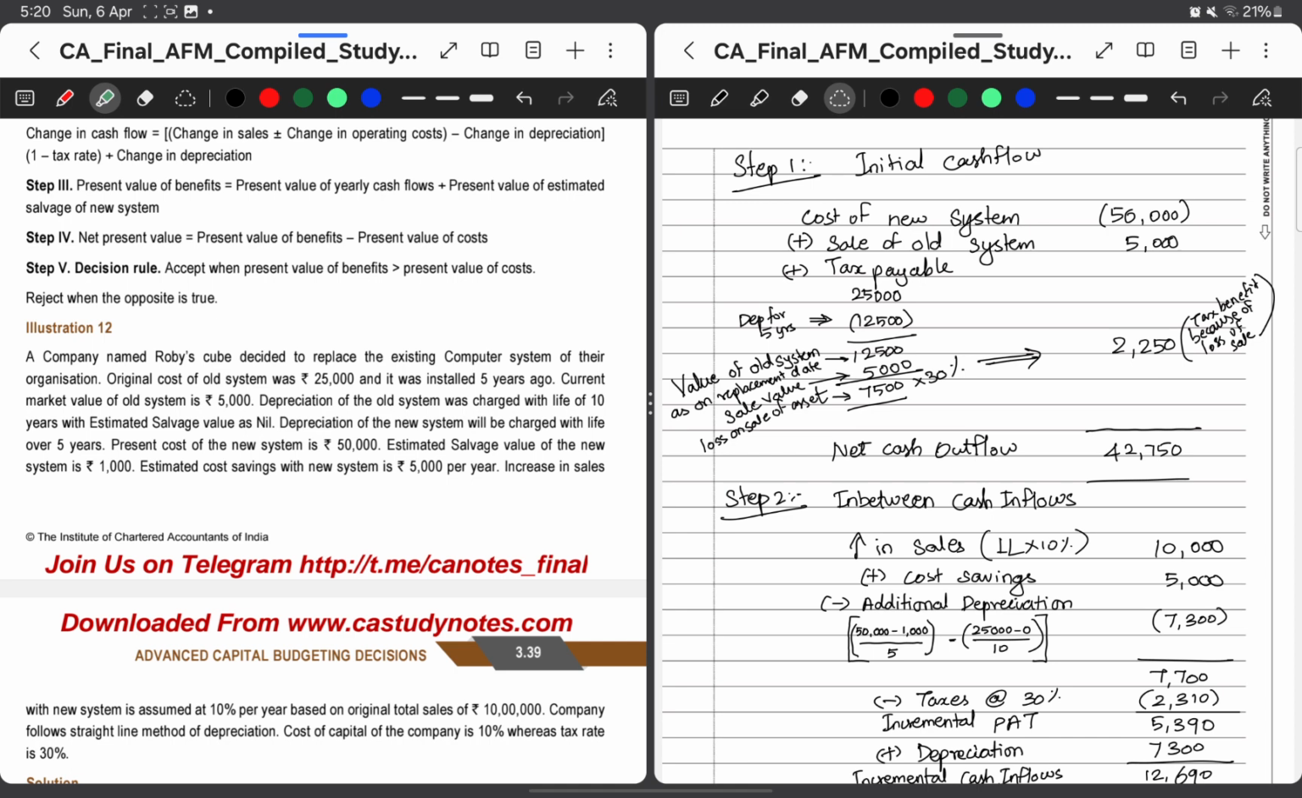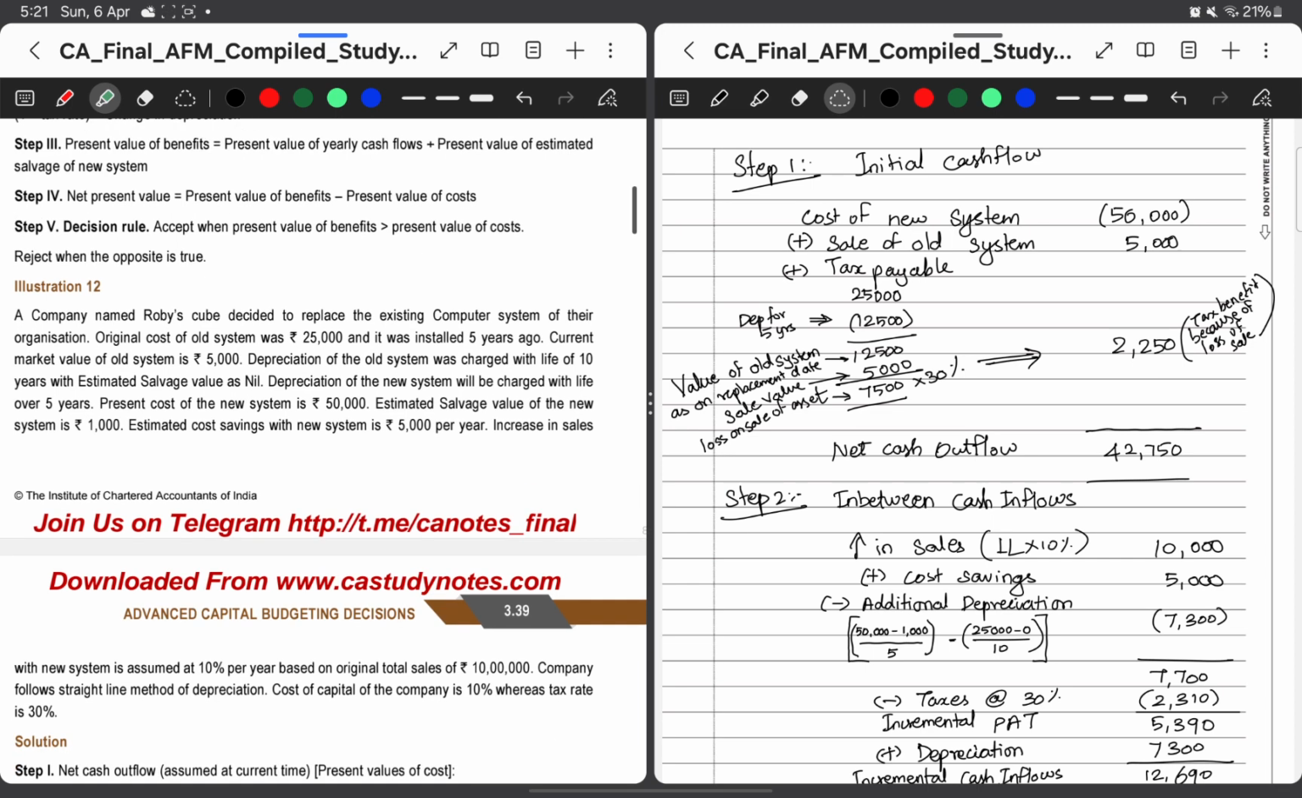Since the old machinery was installed 5 years ago, and the current market value of the old system is 5,000, we have to calculate the carrying amount as on the date of replacement. So 25,000 minus salvage value nil, divided by 10, we get 2,500 into 5, which is 12,500. So 25,000 minus 12,500, the carrying value will be 12,500.